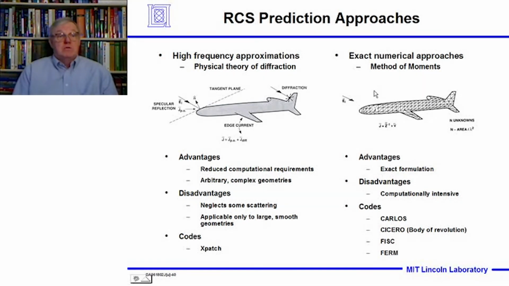Another method you can do will give you the exact answer. It's called the method of moments. You divide the whole surface up into little sub-pieces, and you want each one to be about 1/5 or 1/10 of a wavelength in size of your radiation. And if you've got an object that's 30 meters long and a very small 1/30th of a meter is your wavelength, you've got a very large number of objects, okay?